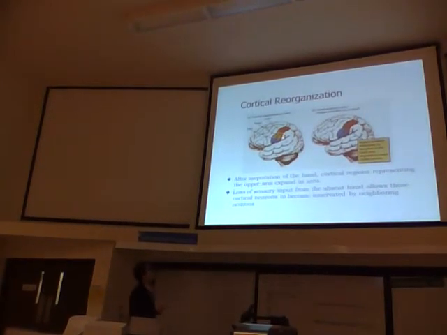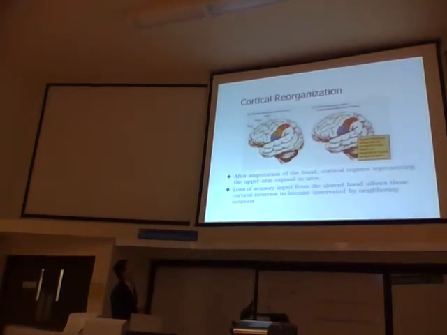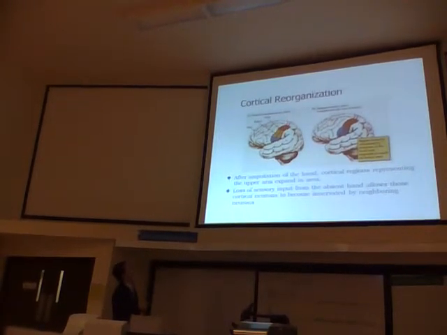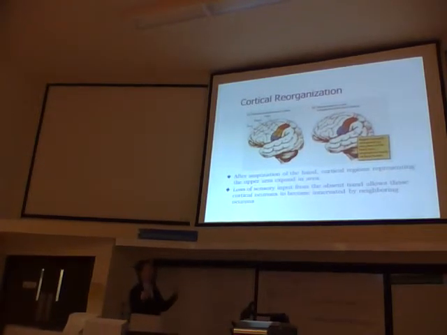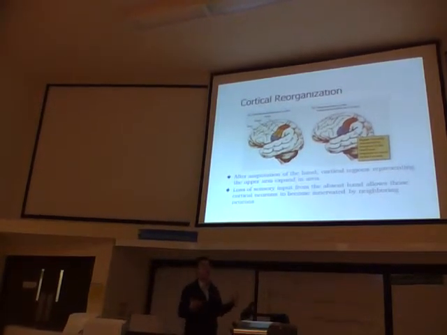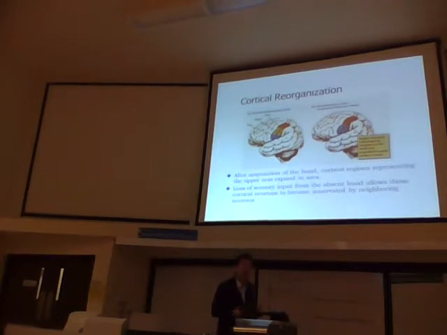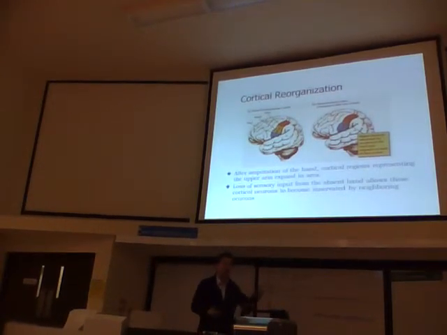is now taken over by the neighboring regions that previously responded to the face and the arm. So now the new map looks like this. There's no longer a hand region in the person's left somatosensory cortex. Remember, he lost his right hand, contralateral.